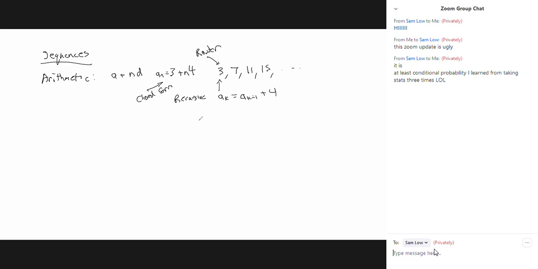For recursive, do you have to specify the A of 0 term? Yeah, and you've got to say that A0 is 3. You need the initial condition. All right, thank you.